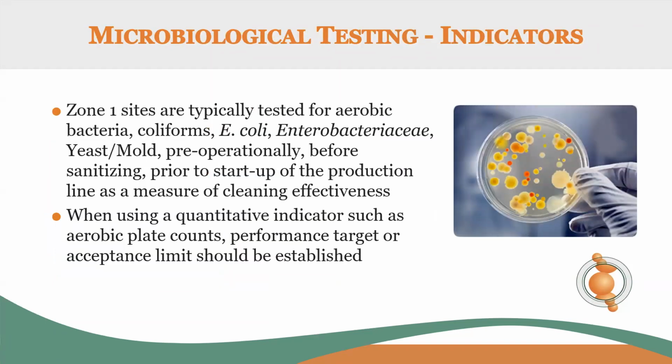All right, next we'll talk about our indicators. Zone 1 sites are typically tested for aerobic bacteria, coliforms, E. coli, Enterobacteriaceae, yeast and mold, and these are usually tested pre-operationally before sanitizing and prior to startup of your production line. And so this will help to measure your cleaning effectiveness.